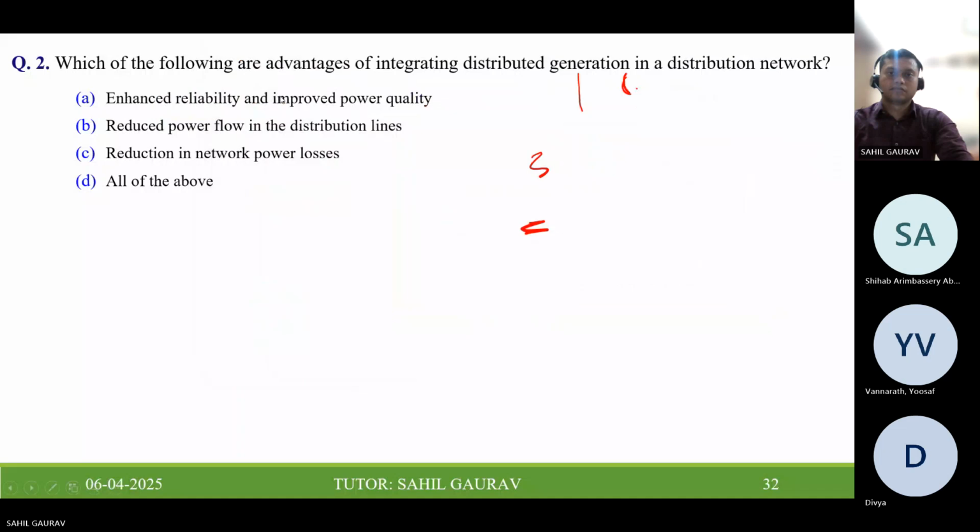All of the above. Yes, all of the above is the correct answer. So advantages of integrating DG: first is enhanced reliability and improved power quality. Yes, reliability improves because we are providing power locally. Power quality is also improved. Reduced power flow in the distribution lines. Reduction in the network power losses. So all the above are correct. Answer D is correct.